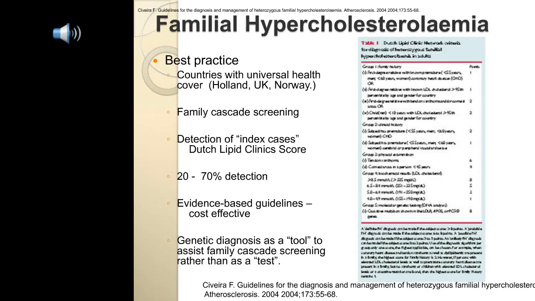It largely commences with the identification of an index case, the first member of a family identified with the condition, and this can be assisted by clinical tools such as the Dutch Lipid Clinic score, illustrated for you in the right-hand panel there. Countries who are applying this approach have detected between 20 and 70% of the affected individuals in their populations, and then they can treat them with evidence-based, cost-effective guidelines.